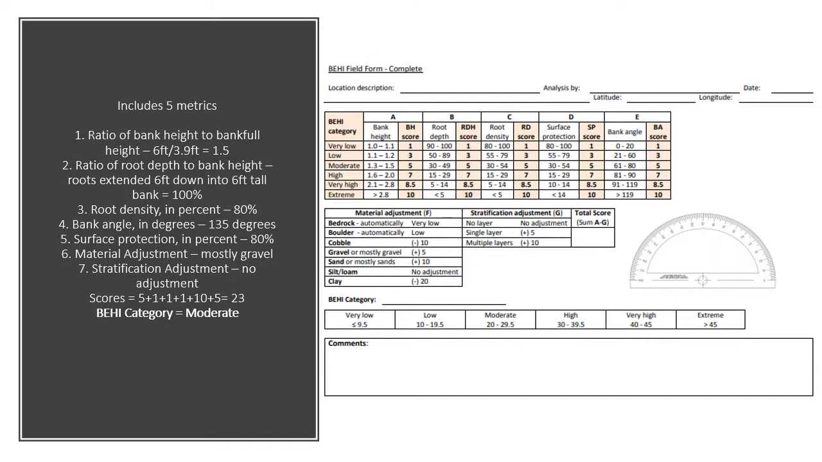Material adjustment was mostly gravel, so we add 5 to our score. There was no stratification adjustment. So adding all these scores together gives us 23. And if you look down in the category that's in moderate, our bank erosional hazard index has found this part of Fourpole to be moderately eroded.